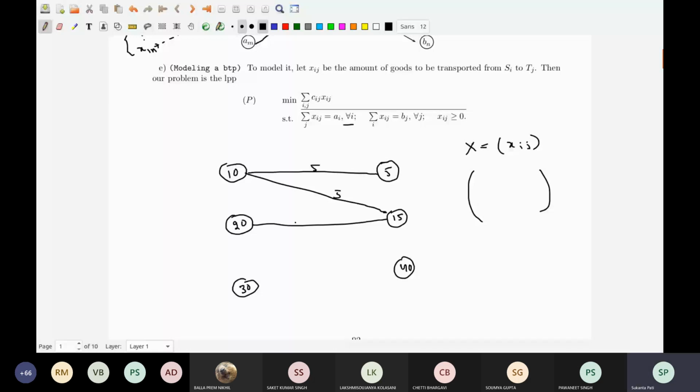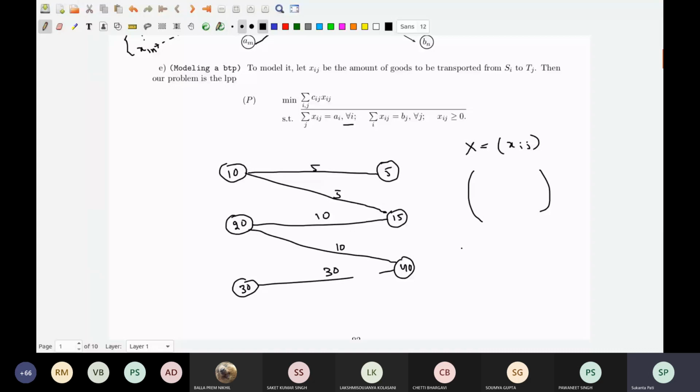So meet the demands one by one. Not the greedy one, but meet the demands one by one. So go on meeting the demands one by one. So that will be 10. What remains is 10 over here, and then you go and meet. That will be 30.